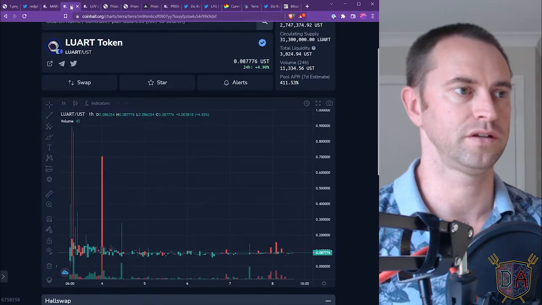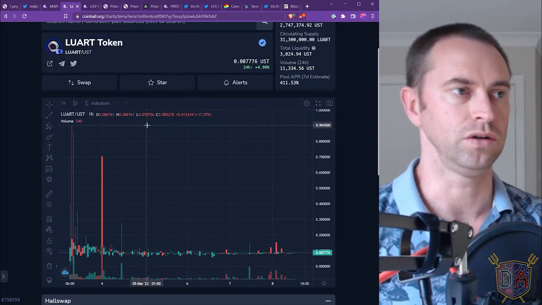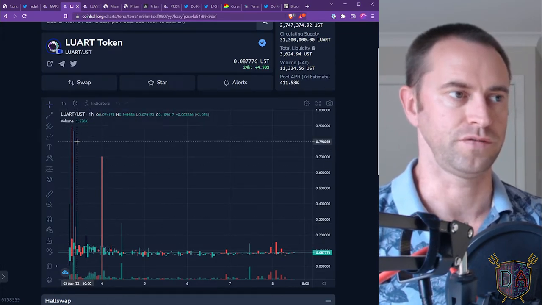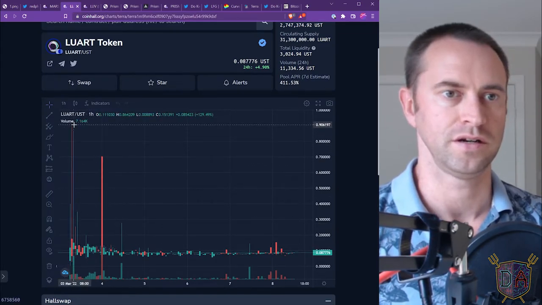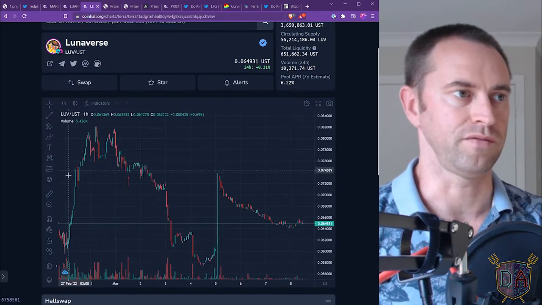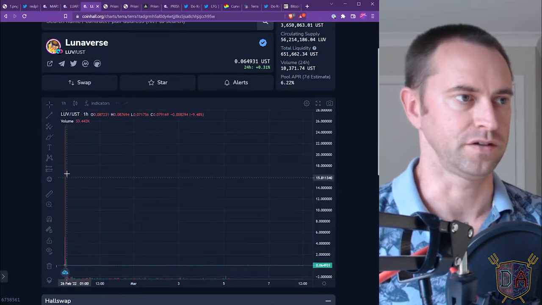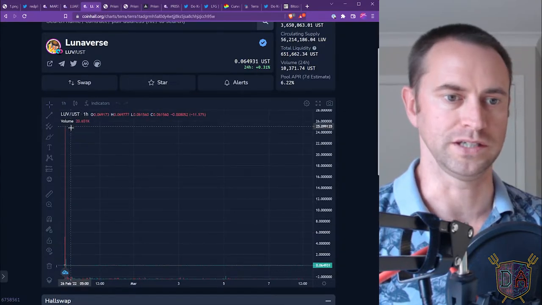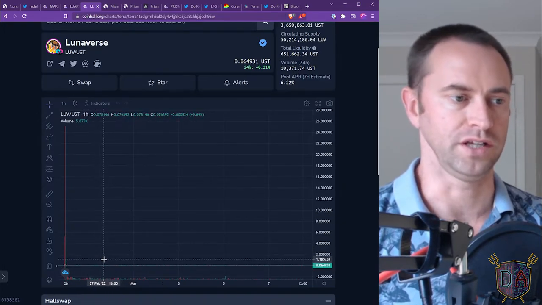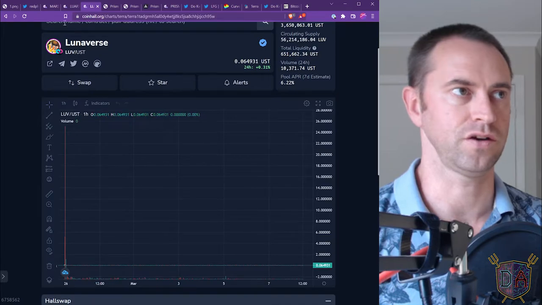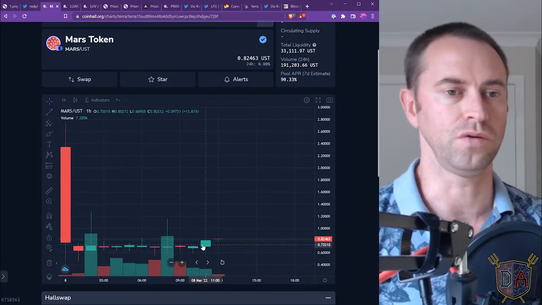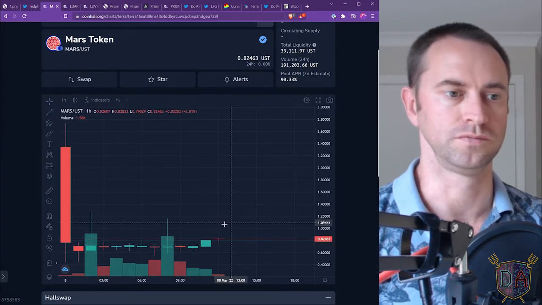If we have a quick look at some other recent launches on Luna, the charts are very similar. So here's the Luart one. In the first few moments, it pumped up to almost a dollar, and now it's trading at 8 cents. Again, if we have a look at Lunaverse, it's got a ridiculous candle when it first opened, went up to $26 and is now trading at 6 cents. So this is not uncommon, really, and the fact that the token has halved in the first few hours here with Mars, but it's slowly reaching a floor and it's building again, so that's quite cool and good to see.